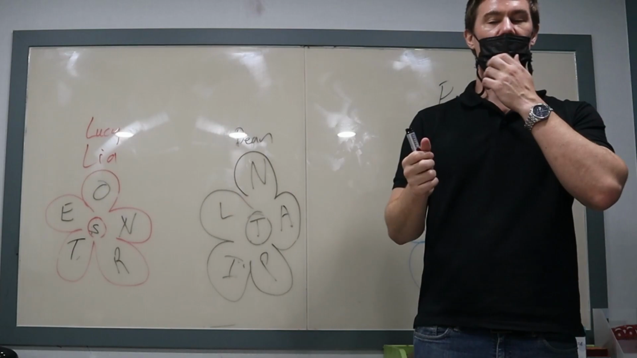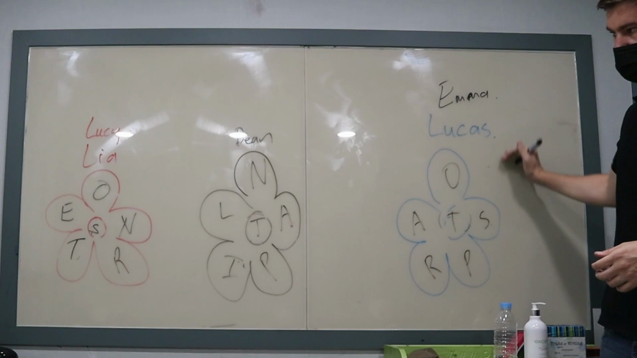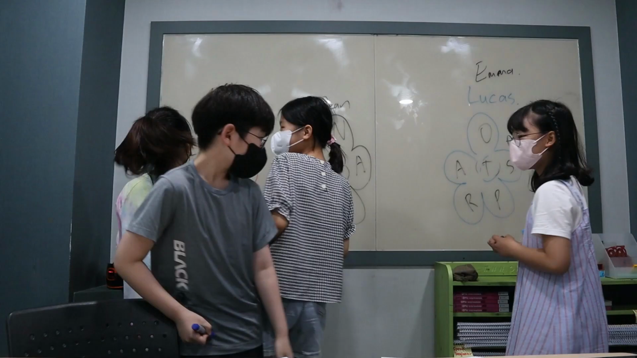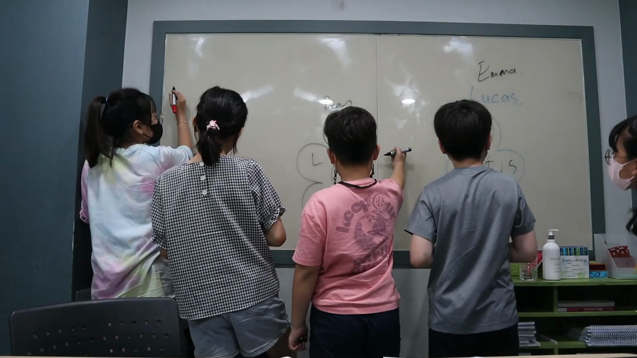I will give you 1 minute. I want you to write down as many words. Maybe I will give you 2 minutes. 2 minutes with your partner using these words. I want you to write as many words as you can. Okay, I will give you 2 minutes. Are you ready? 3, 2, 1, and go.